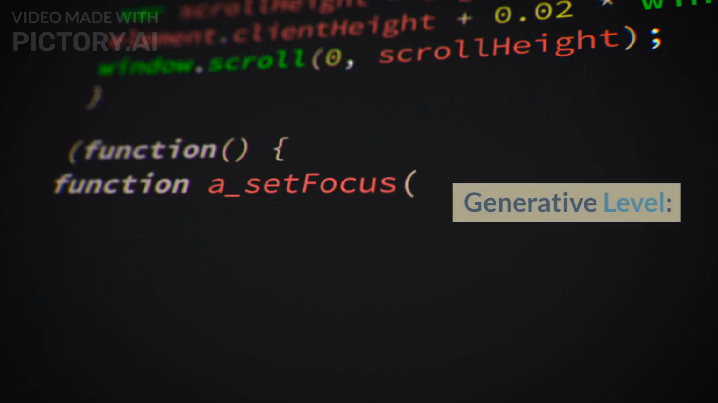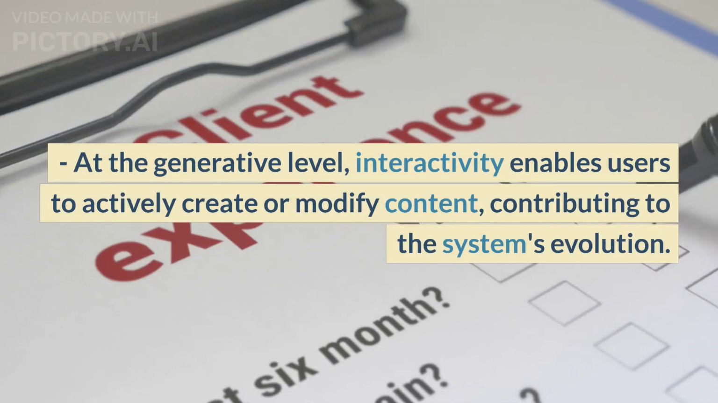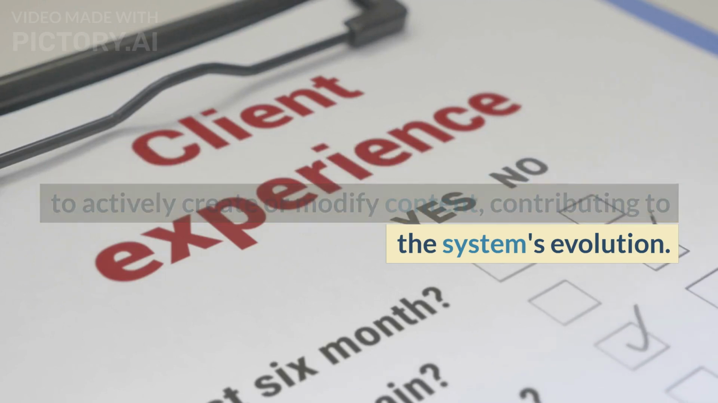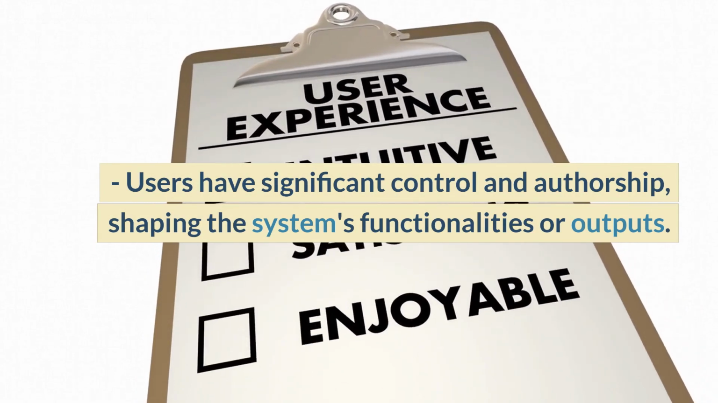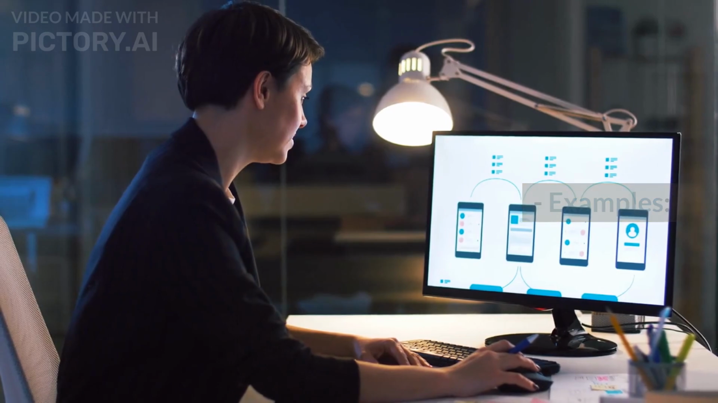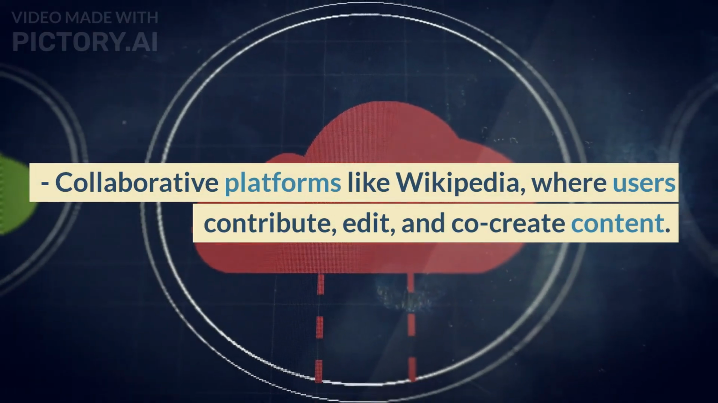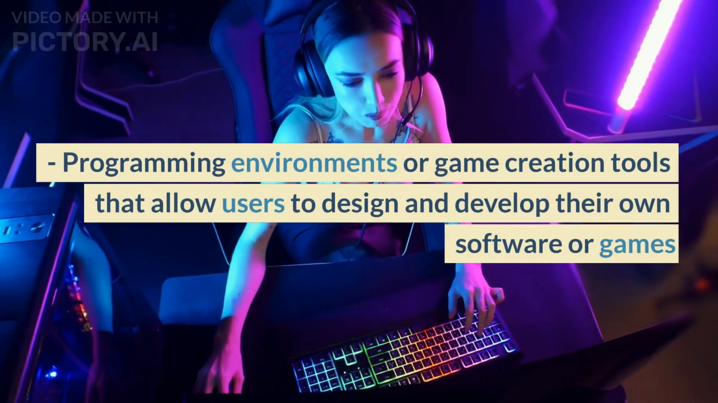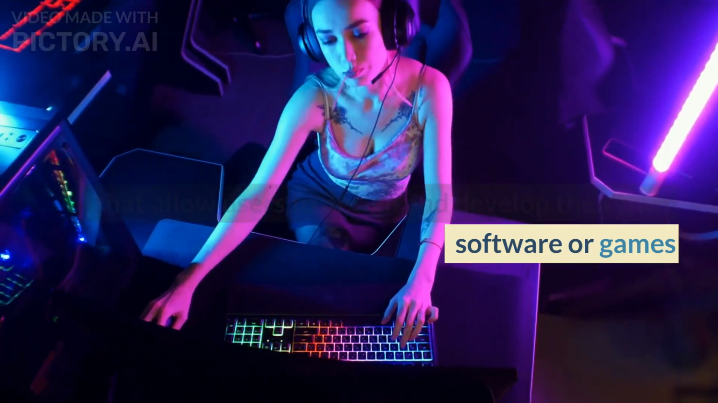4. Generative level. At the generative level, interactivity enables users to actively create or modify content, contributing to the system's evolution. Users have significant control and authorship, shaping the system's functionalities or outputs. Examples: collaborative platforms like Wikipedia, where users contribute, edit, and co-create content. Programming environments or game creation tools that allow users to design and develop their own software or games.